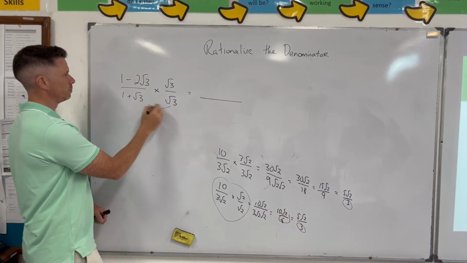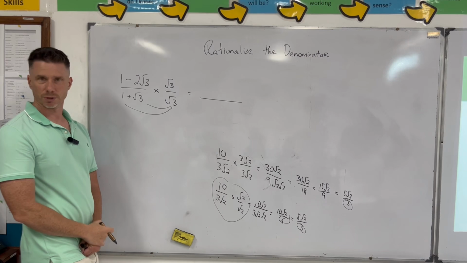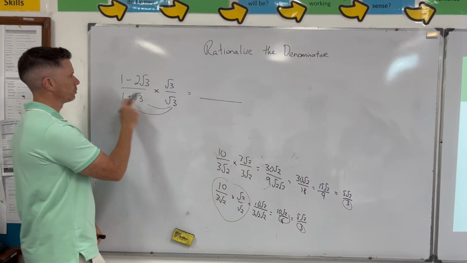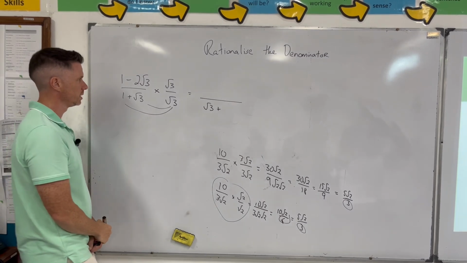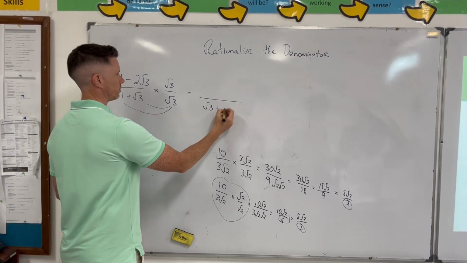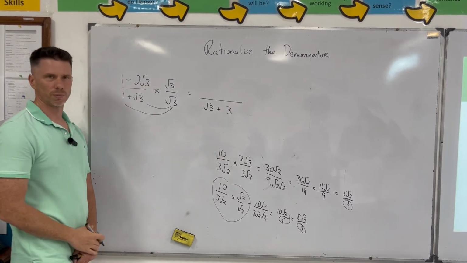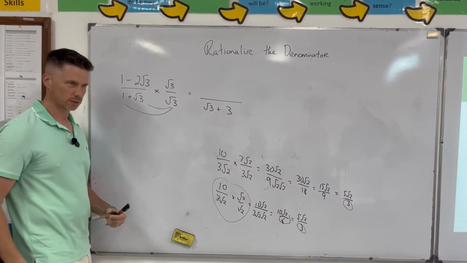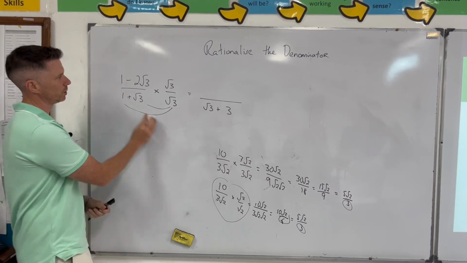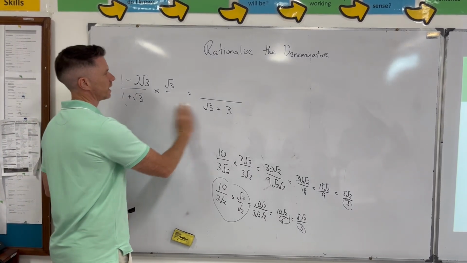Root 3 times both these, remember, so you have to do a proper multiplication. Root 3 times 1 gives root 3, plus root 3 times root 3 gives, well, 3. So my problem is I still have a square root in the denominator. That hasn't rationalized the denominator, but it is where you probably would think of first. So that doesn't work.